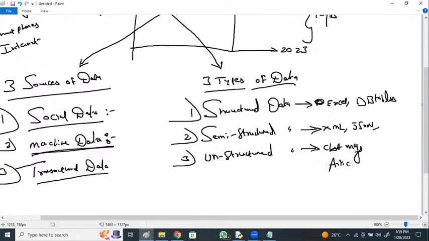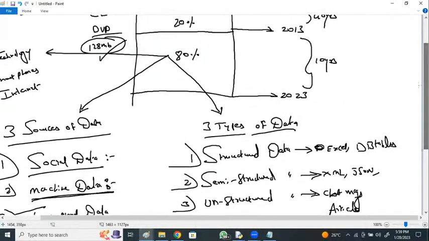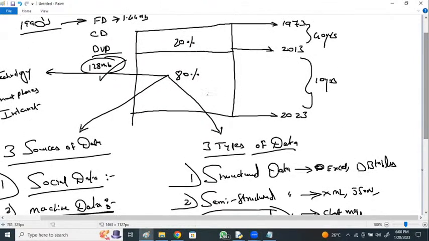articles, images, videos, all this comes as unstructured. The biggest challenge is storing and processing this unstructured data. Today, most of the data generated is in this unstructured format. We need proper storage and processing systems to handle this unstructured and semi-structured data.